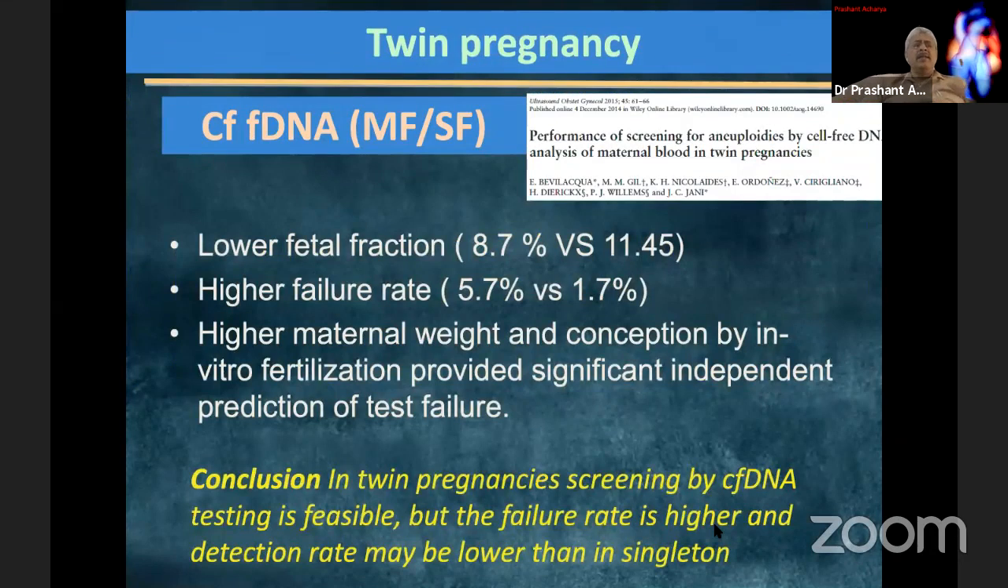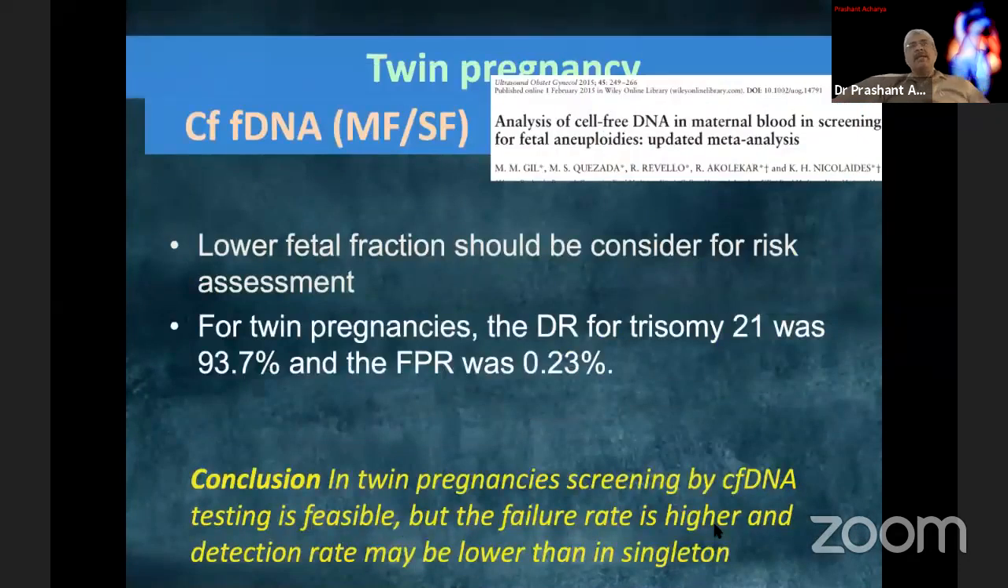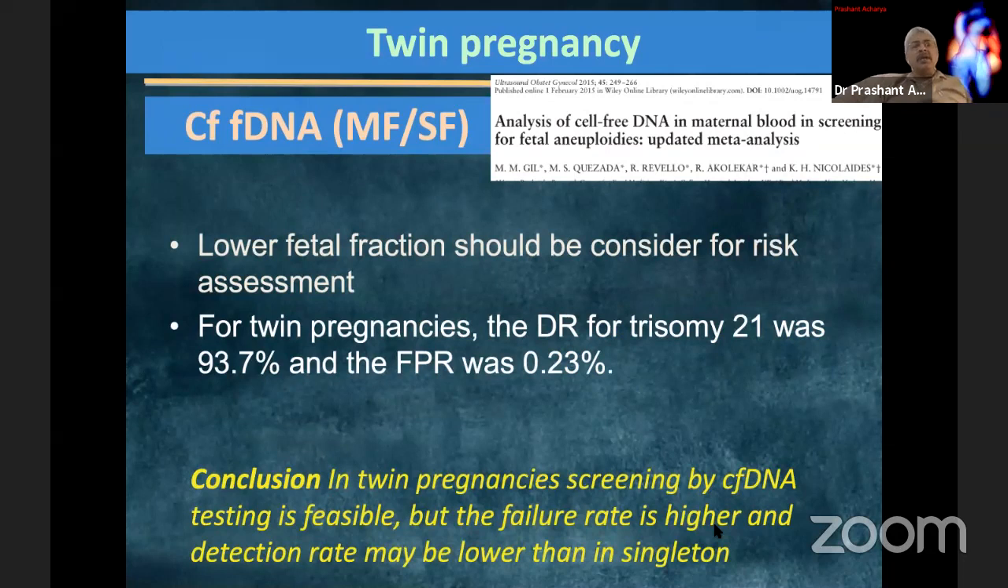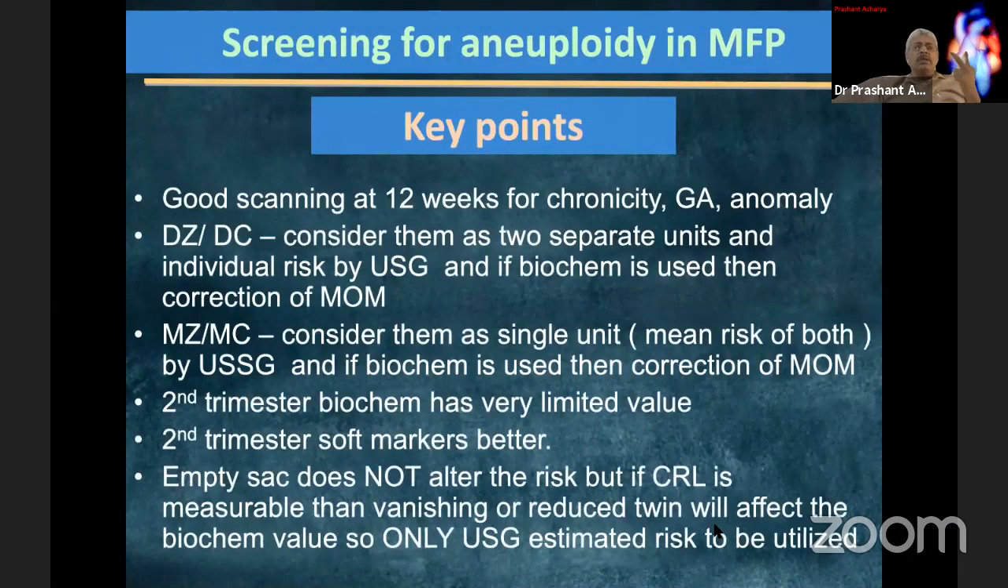Cell-free fetal DNA: the lower the fetal fraction with multifetal twins, the higher the failure rate. Be careful also in obese, post-IVF and multifetal pregnancy, where your detection rate for trisomies is going to be around 90%. So don't expect 99% with an obese, multifetal pregnancy and post-IVF conception. So these are a few key points about aneuploidy screening in multifetal pregnancy.